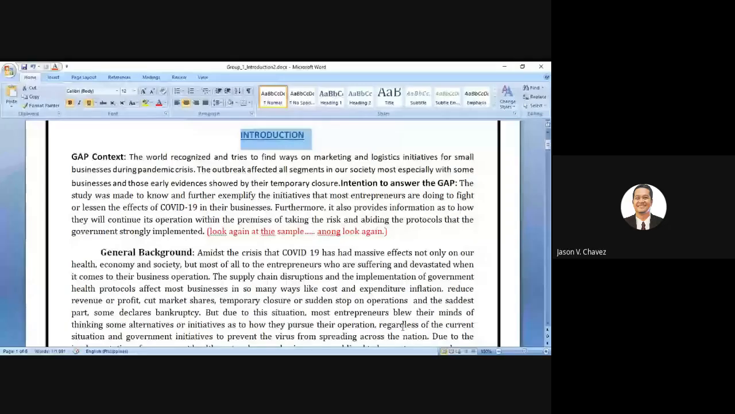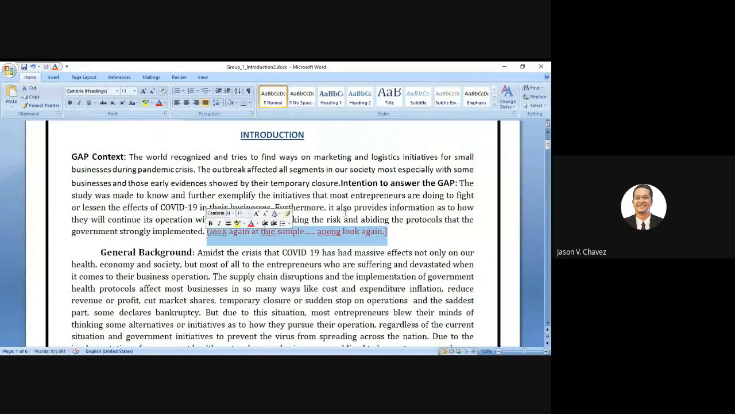Okay? The word gaps here, itong naka-highlight, this should be taken away if you're going to submit the final format, no? Because when I had my video for the lecture on writing introduction, I just placed it so that you'll be guided. Okay? So gap text, intention to answer the gap, etc. So look at the sample. I said here, look at the sample on how it should look, no?